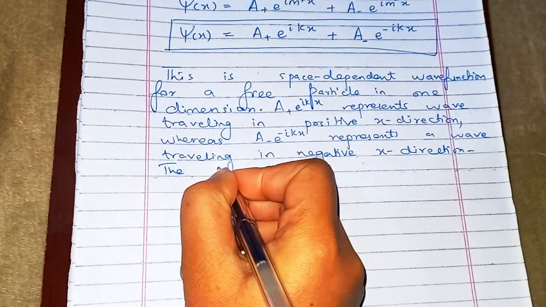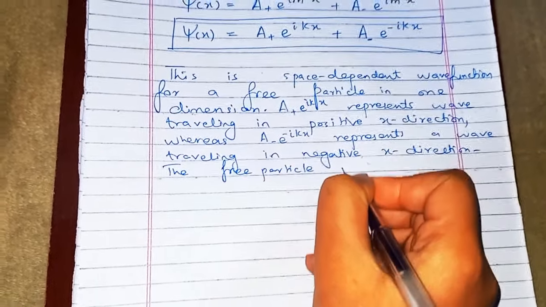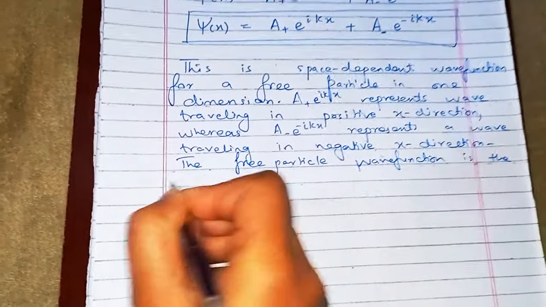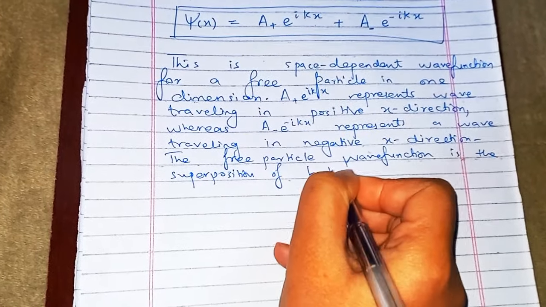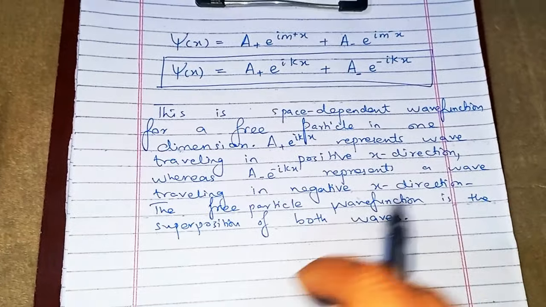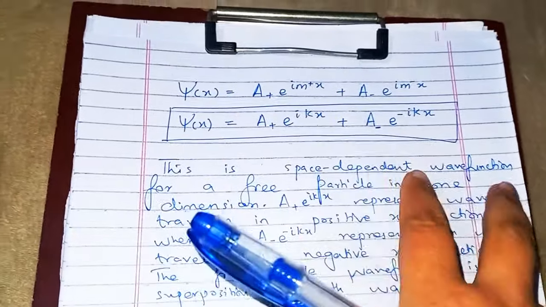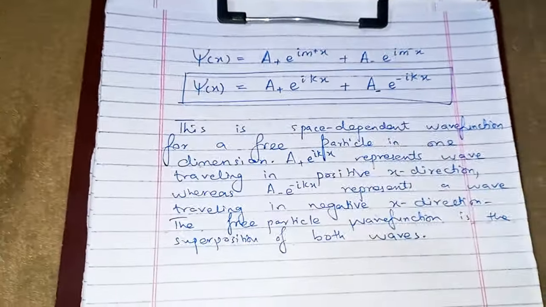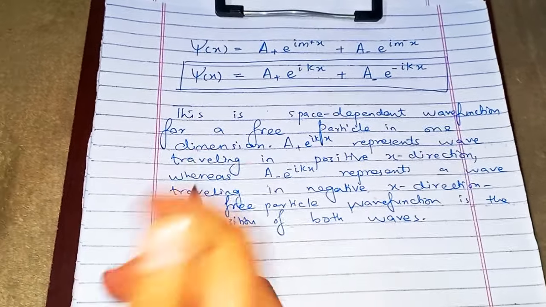The free particle wave function is the superposition of both waves. All right, so we have this situation now. Superposition means linear combination, and linear combination means the sum of these two quantities multiplied by some constants. Okay, and next we are going to write the total wave function for the free particle in quantum mechanics.